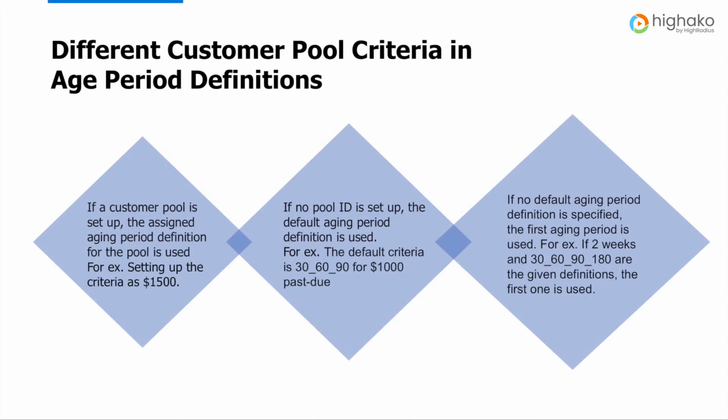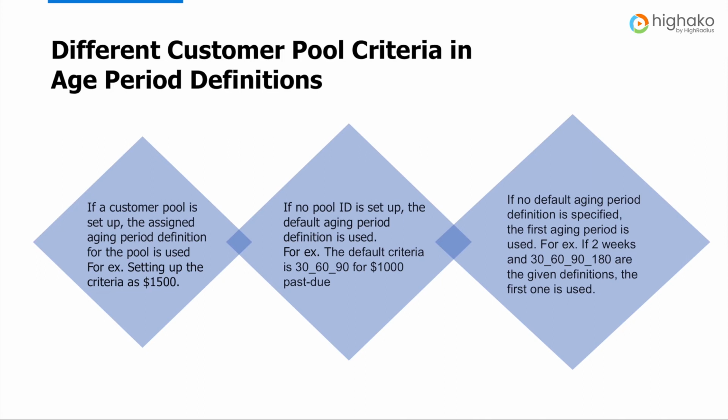Now that we have understood the aging period and aging snapshot, let's discuss how to build an aging report in D365. If you have set up a customer pool, the assigned aging period definition for the pool is used. For example, if I set up the aging period as 30, 60, 90, 180, and fill up pool ID for $1,000 due amounts, I get a list of all customers who are past due by 30, 60, 90, and 180 days and $1,000.